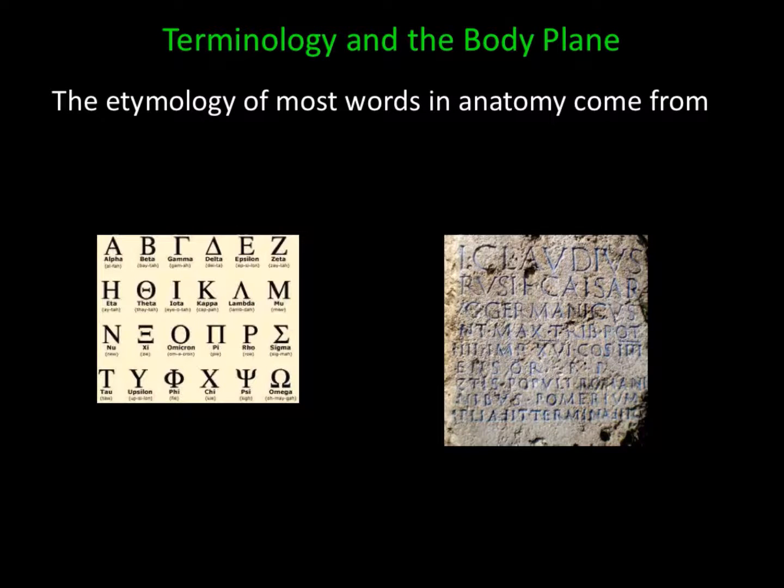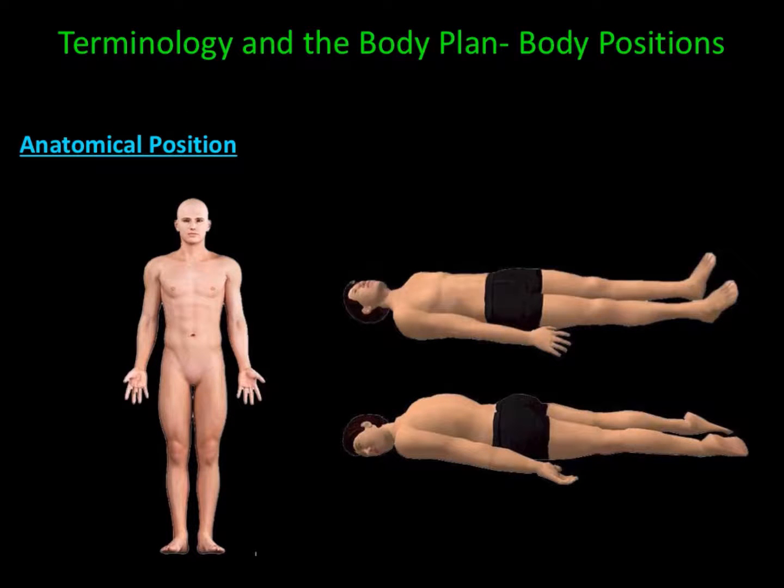In this lecture, we're going to go over directional terms that are used in anatomy and physiology. The etymology, or origins, of words in anatomy come from Latin or Greek. The first term that we are going to discuss is anatomical position.